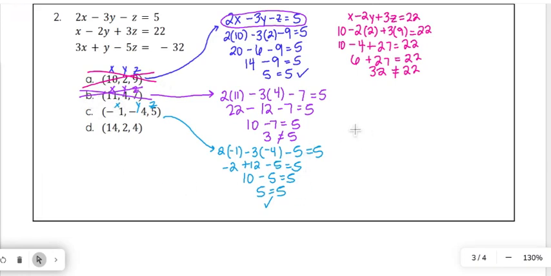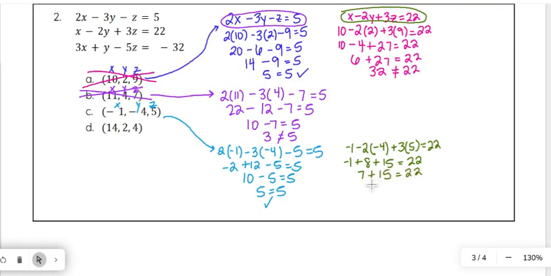Let's go ahead and try equation 2. So that's x minus 2y plus 3z equals 22. So x is -1 minus 2 times y, which is -4, plus 3 times z, which is 5, equals 22. So we have -1, and then -2 times -4 is positive 8. 3 times 5 is 15, equals 22. -1 plus 8 is 7, plus 15 equals 22. 7 plus 15 is 22, so 22 equals 22 tells us that it also works for the second equation.